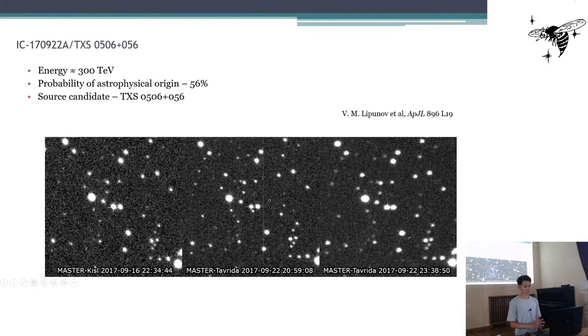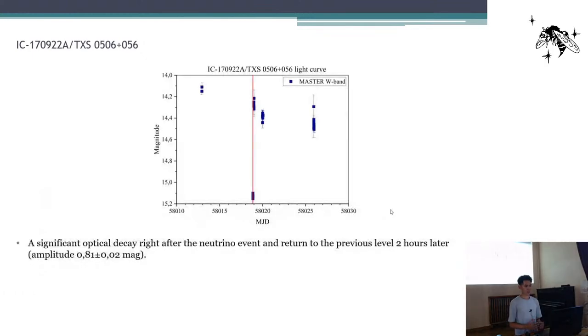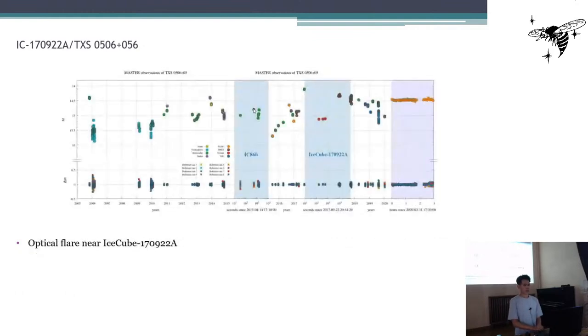On the middle frame, you can clearly see that this blazar, for some unknown reason, is dimmer than 2 hours later. On the slide graph, you can see it more clearly, this unknown decay in brightening. Amplitude of this brightening is approximately 0.8 magnitude. Here you can see a light curve of the blazar using every MASTER data across the years. And you can clearly see the flare.